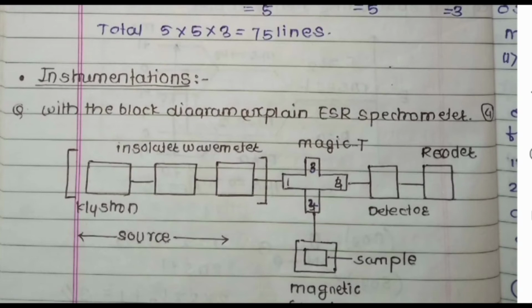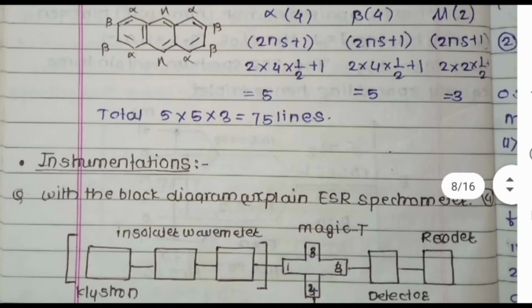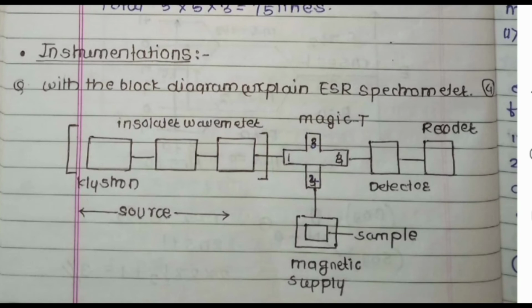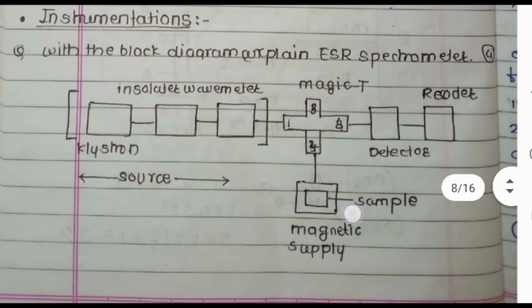Welcome back. So far we have seen the number of spectral lines, and somehow we have finished the instrumentation. We have seen the detailed instrumentation of ESR, but from an exam perspective we will see only the block diagram for the ESR and how it actually works. So for exam perspective these things are necessary.